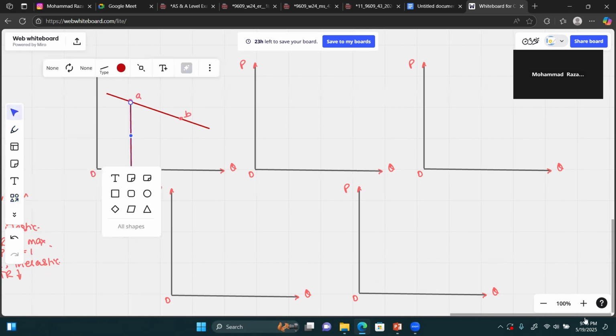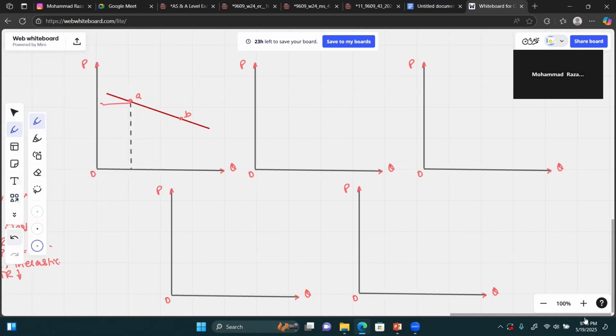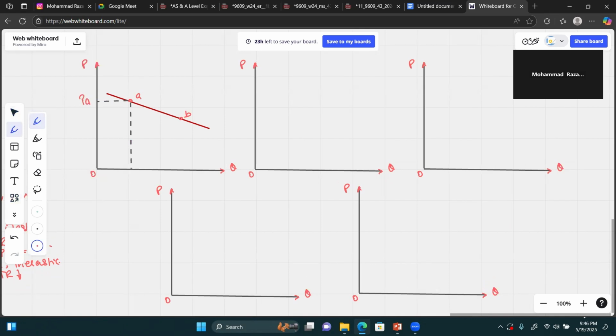Let's say you are at point A right now, which means that you have a price at PA, and the quantity is QA. Now, what are you doing? As you move from A to B, what is happening? You can see that a small change in price has resulted in a very large change in quantity demanded. What was the change in price? The price changed from PA to PB. But what is the change in quantity? The quantity QA se QB बढ़ गई.